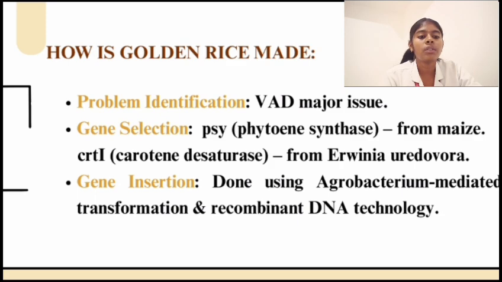Secondly, gene selection. To make the rice produce beta carotene, which is converted into vitamin A, two main genes were isolated. Phytoene synthase from maize helps to start the beta carotene production. Carotene desaturase from the bacterium called Erwinia helps to complete the beta carotene pathway. Thirdly, the genes were inserted into the rice genome using Agrobacterium-mediated transformation and recombinant DNA technologies.